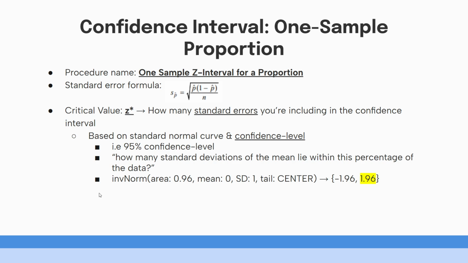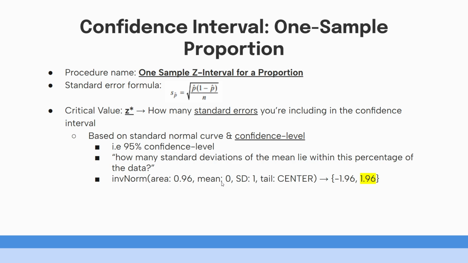To determine that on your calculator, let me grab it real quick. You use the inverse norm function. You put your area as 0.95, or 95%, and then for the standard normal curve you put a mean of 0 and a standard deviation of 1, and you put the tail in the center. So you're trying to calculate the area in the center of 0.95, sorry, 95%.